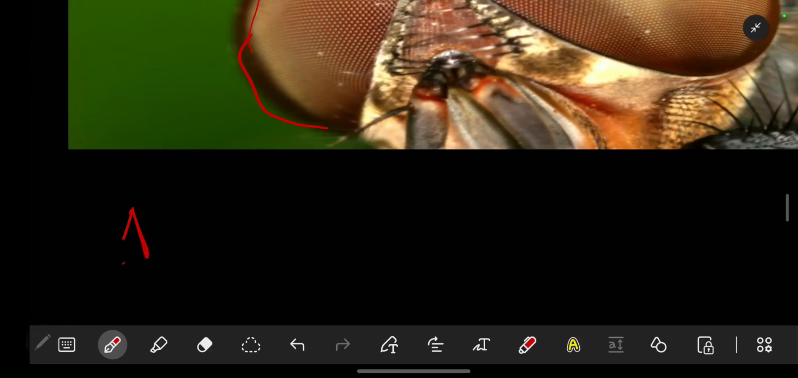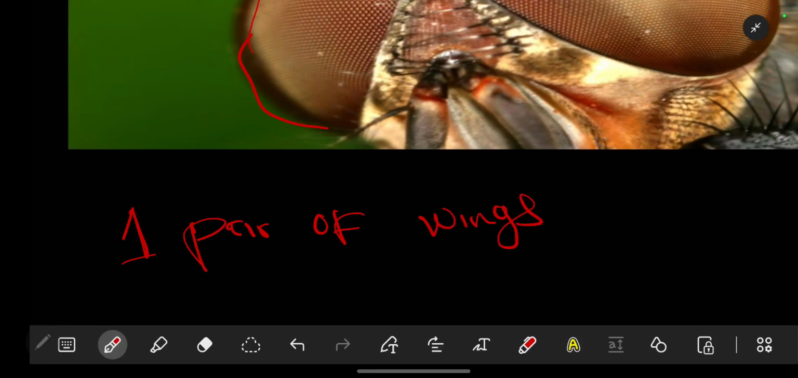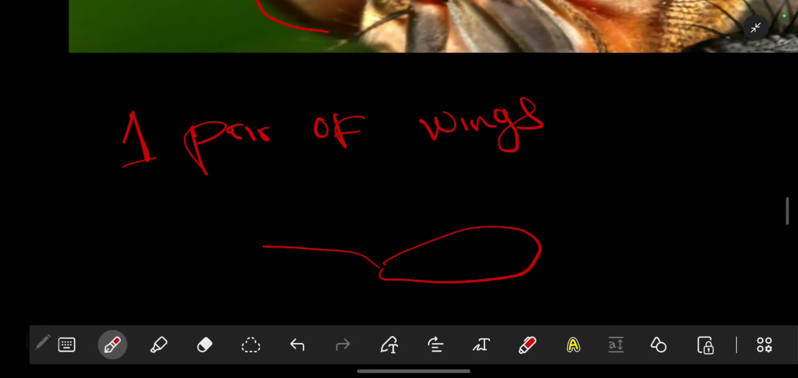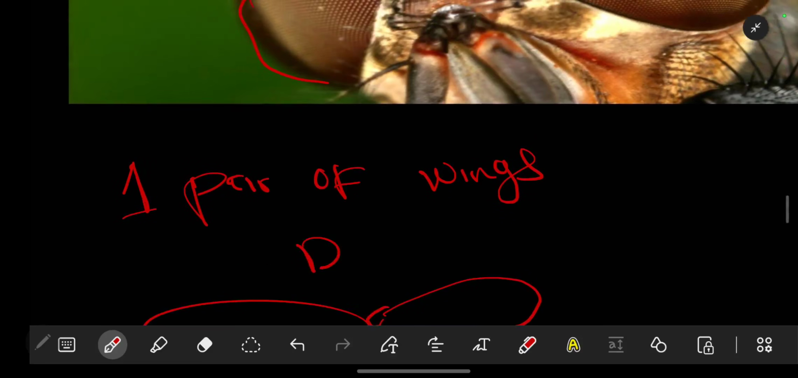These mostly have one pair of wings, meaning to say they have two wings, one on one side and another on the other side. So they are Diptera. That can help you remember them. So let's look at another order.